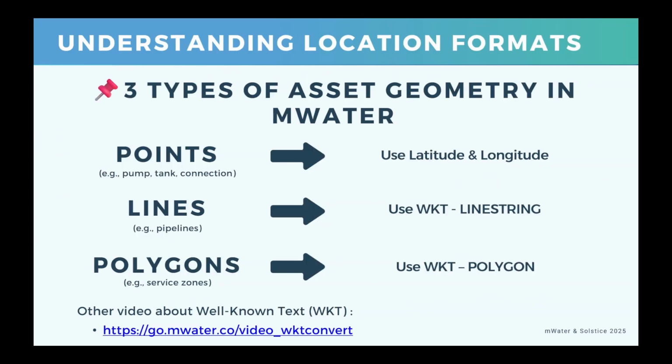Assets in mWater can have three different types of location data. Points, for things like pumps, tanks, or customer connections, use latitude and longitude. Lines, for things like pipelines, use WKT line string format. And the last one, polygons, for areas like service zones, use WKT polygon format.